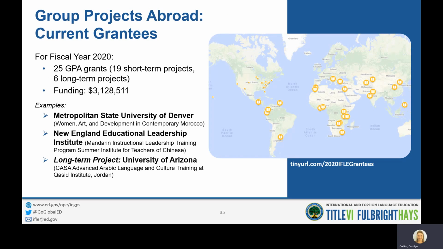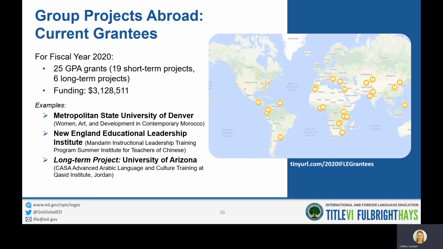So current grantees of our GPA program, again, can be found all across the country. Our grants go to institutions, as I said, which then select participants who will make up the actual group that does the project abroad. So for fiscal year 2020, we have 25 GPA grants. 19 are considered short-term projects, and 6 are considered long-term projects. So the funding for the overall GPA program in 2020 was $3.1 million.